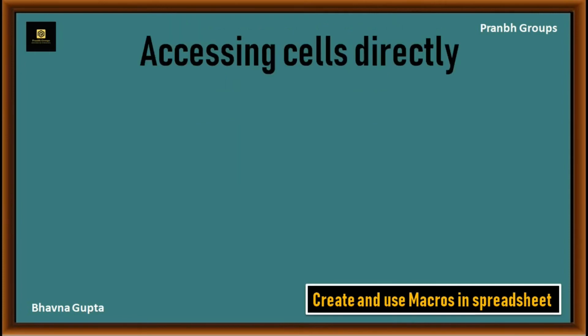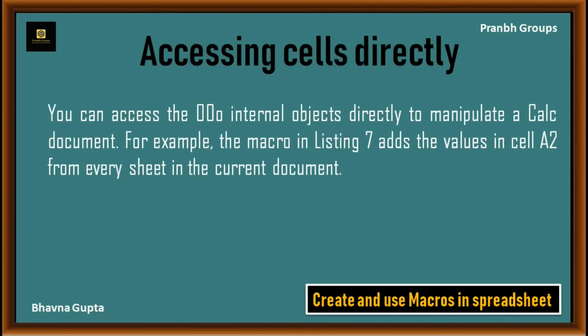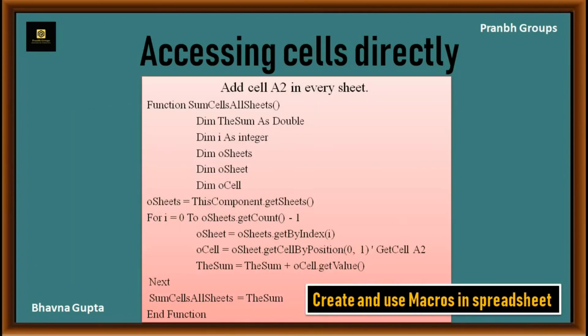Next topic, accessing cells directly. You can access the OpenOffice.org internal objects directly to manipulate a Calc document. For example, the macro in listing 7 adds the value in cell A2 from every sheet in the current document. Type this code for accessing cells directly.